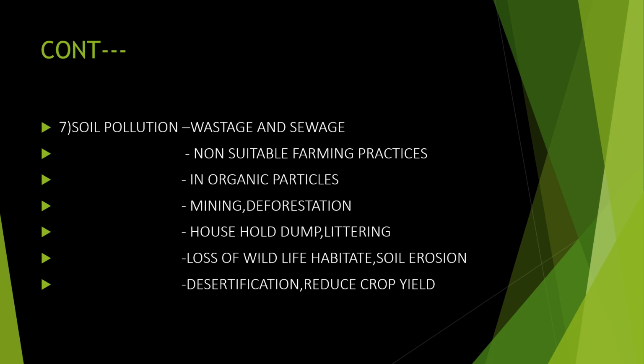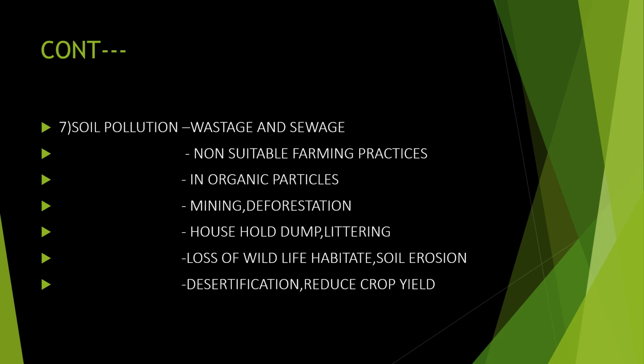Next is household dumping and littering. We have seen the different wastes, and household dumping of wastes is another reason for soil pollution. Next is loss of wildlife habitat. Different kinds of animals live in the forest area, and they lose their habitat. There are not enough trees there, the living beings lose their habitat, and soil erosion happens.